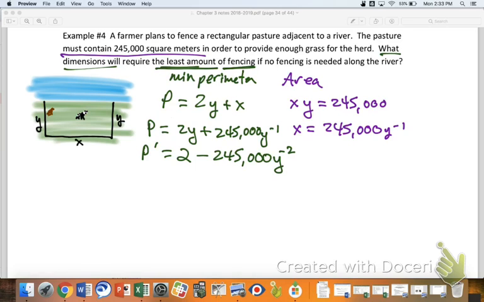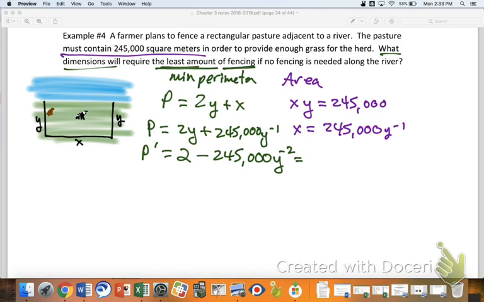0, right? Because y to the minus 2 is the denominator. Why would we not even consider that as a realistic option? Because you can't have 0, it would make the area 0. Yeah. If y is 0, how many cows are you going to fit in your pasture? None, right? There's no pasture to be in. Okay, so we're going to ignore the DNE, and we'll say equals 0.